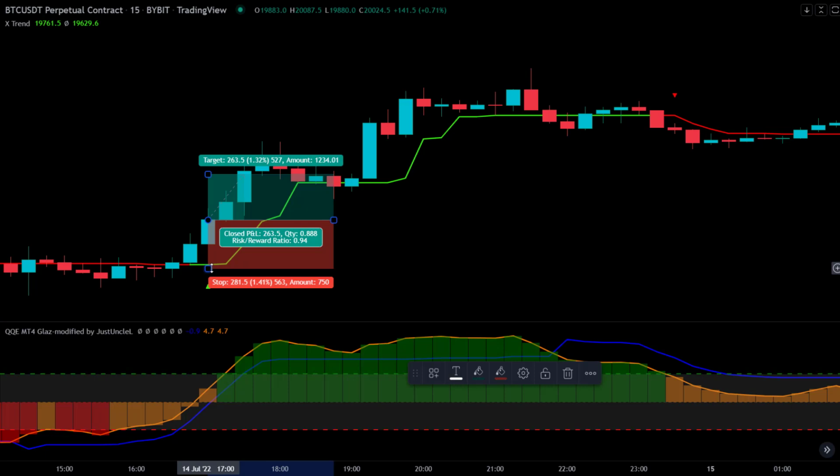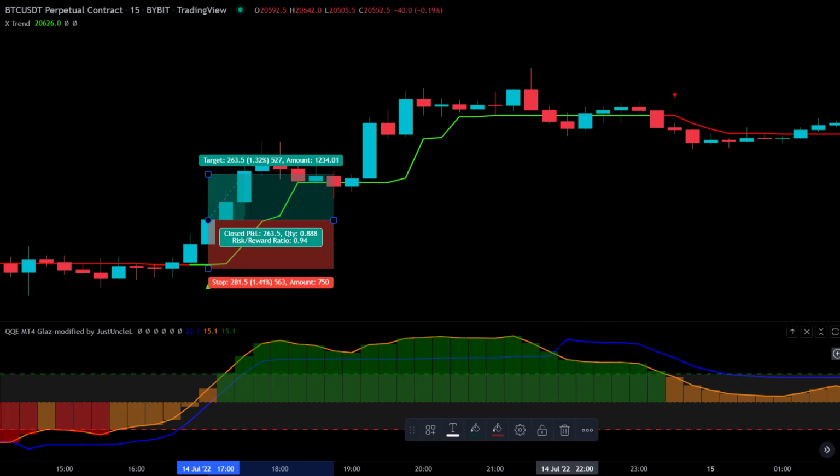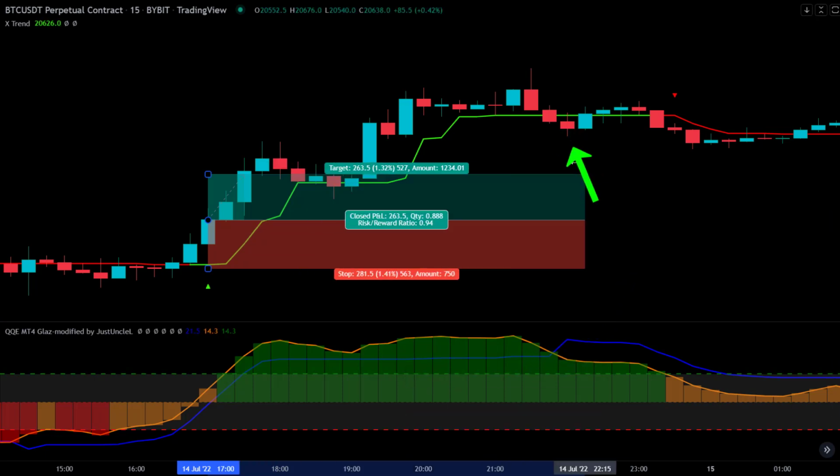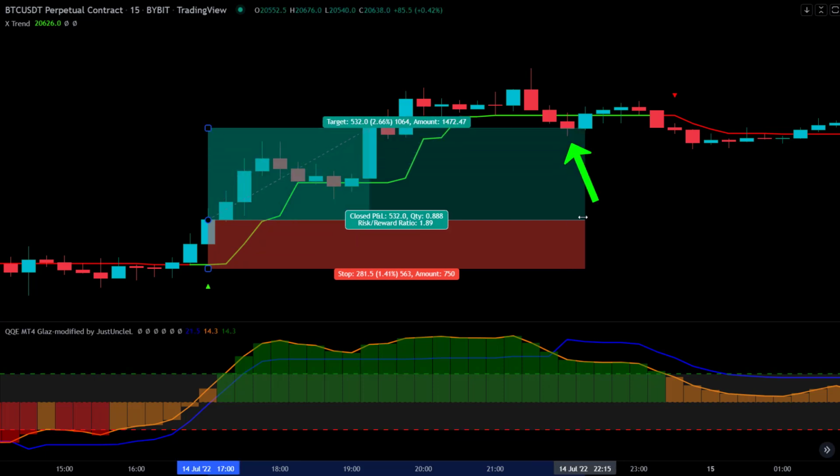And now it gets interesting, because we're not going to set the take profit target in advance. This is because we are waiting for this blue line of the QQE indicator to rise or fall out of the green area. So in this case, we'll take our profit at this candle. This amounts to a good 1.80 risk-reward ratio.